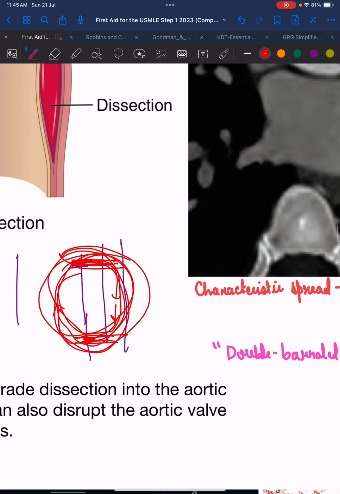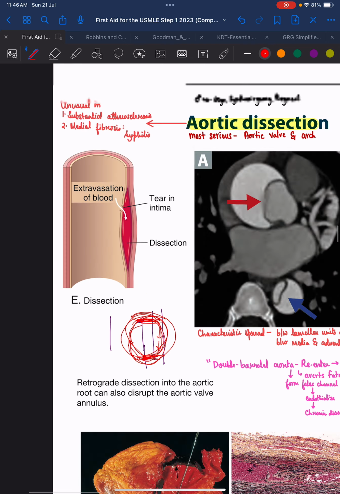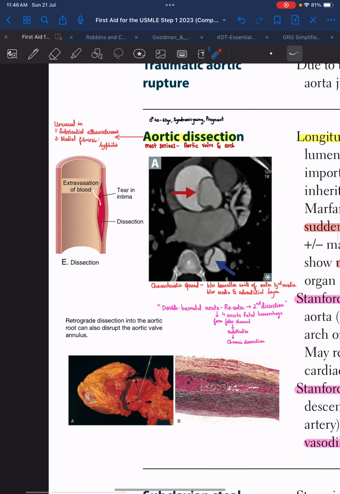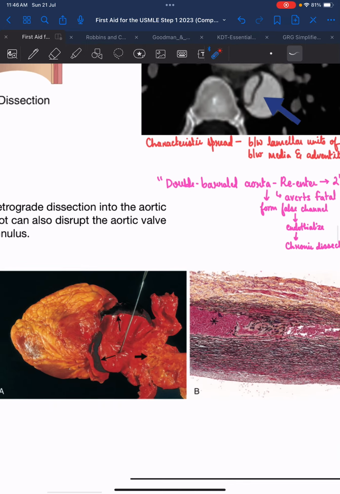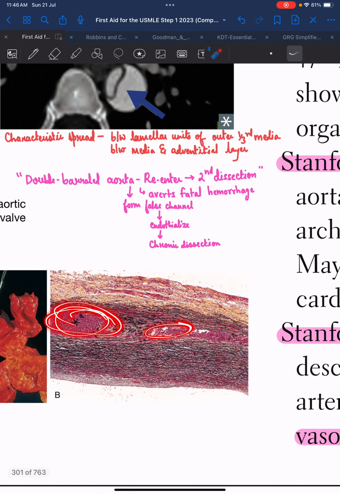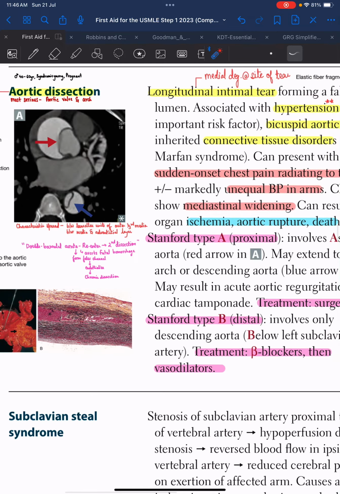This endothelialization can cause a chronic dissection, which is better than a fatal hemorrhage, right? So basically double barrel aorta is beneficial. Just remember this thing. Okay, this is how aortic dissection appears. There is hemorrhage over here, you can see, between the lamellar units of the tunica media. This is a histopathological image of the aortic dissection.